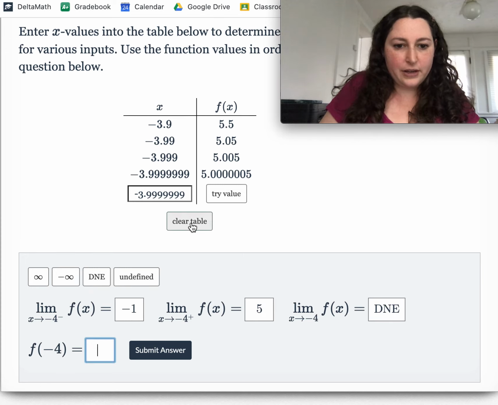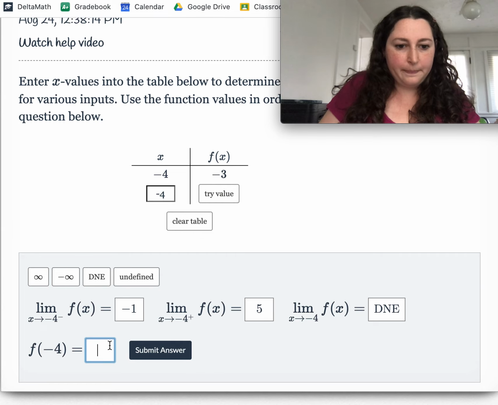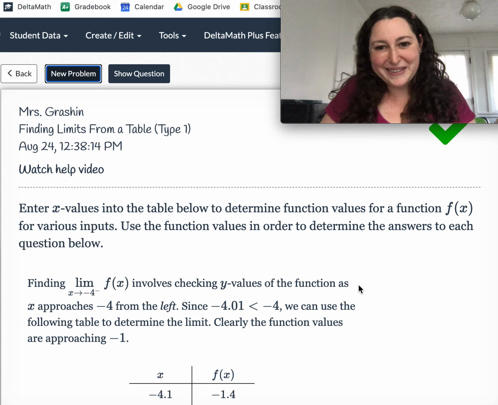And to find f of negative 4, I literally just plug in negative 4. And it is negative 3. Okay. And I'm right again. Yay.